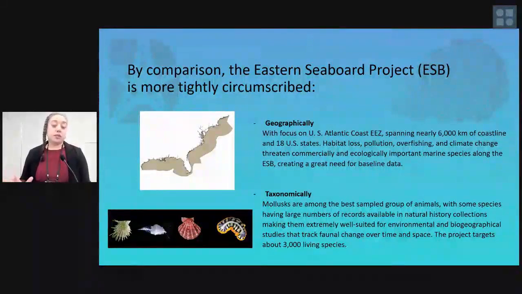The other way that it's different is that we have a taxonomic focus. ESB is focused on a single phylum, just mollusks, but it's a very diverse group, and it includes a huge preservation range. Because this group is well sampled in natural history collections, there are opportunities to use the data to answer environmental and biogeographical questions, covering about 3,000 living species.